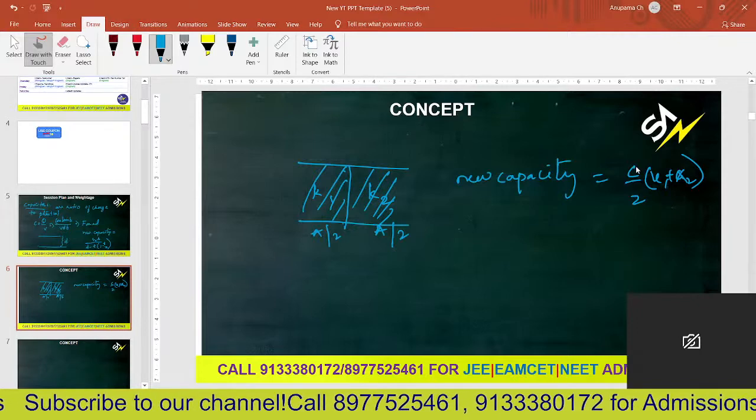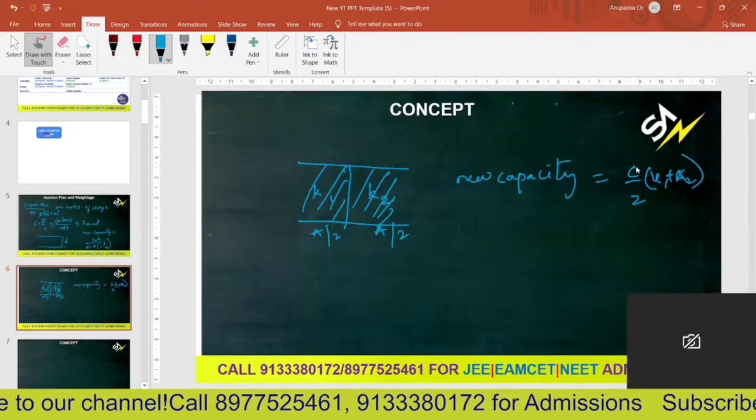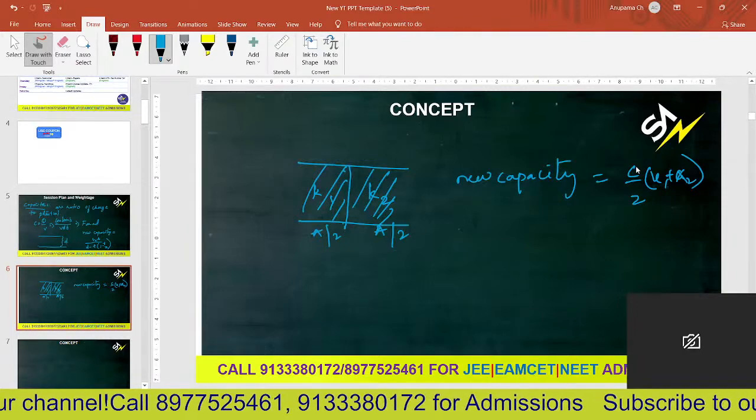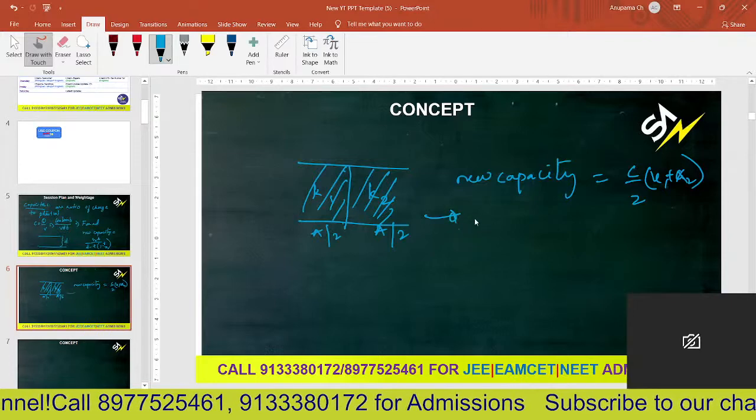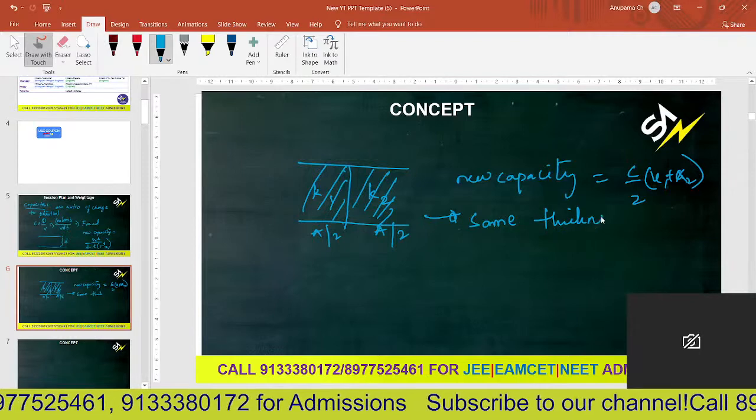Now, for example, different areas. Here we have taken the same areas, isn't it? Same thickness, I said, means the area will be the same.